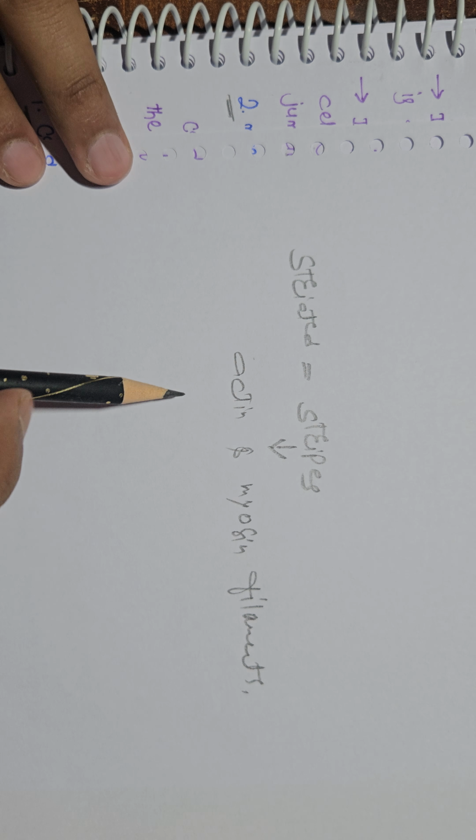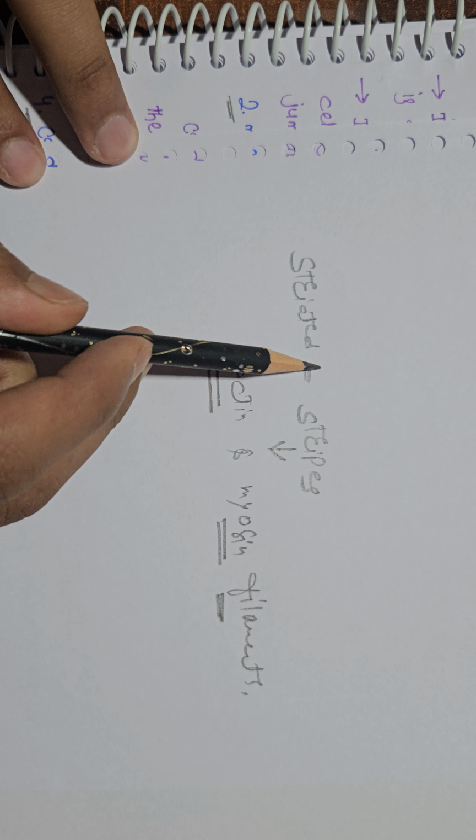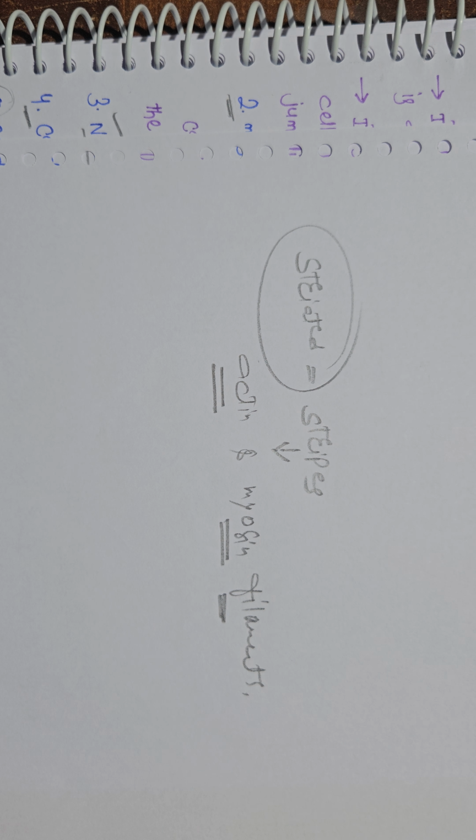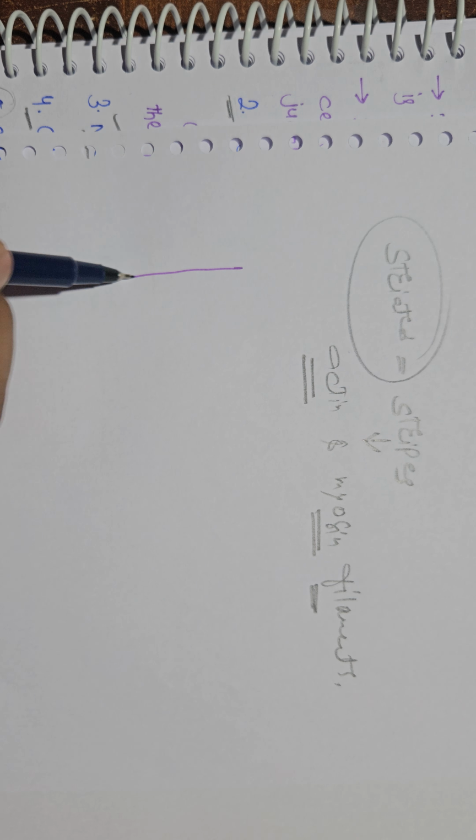That means in cardiac muscle there is regular arrangement of actin and myosin filaments, which gives it a striated appearance. As we have studied from the skeletal muscle physiology, I will repeat it. What does this striated mean? I will repeat it here.